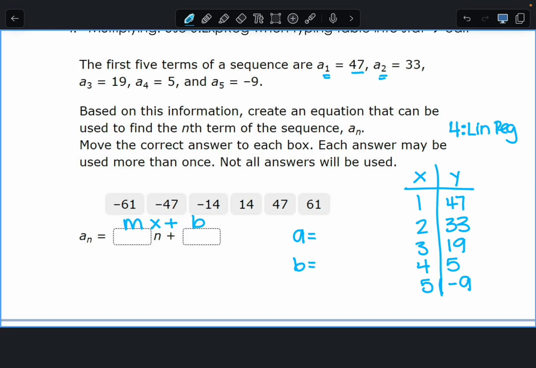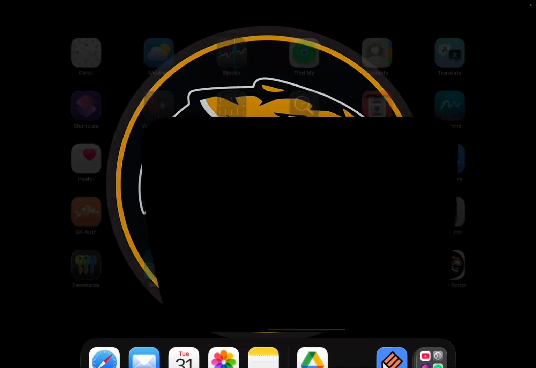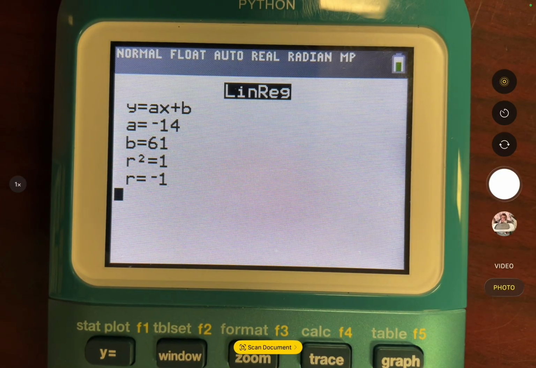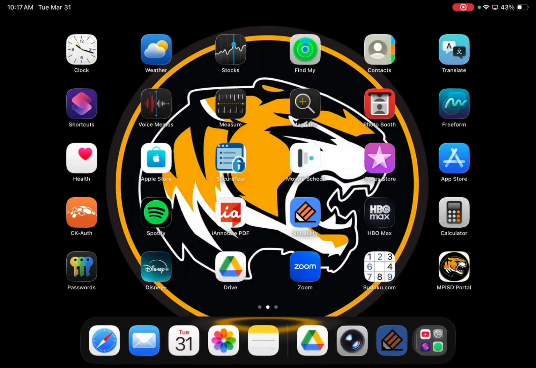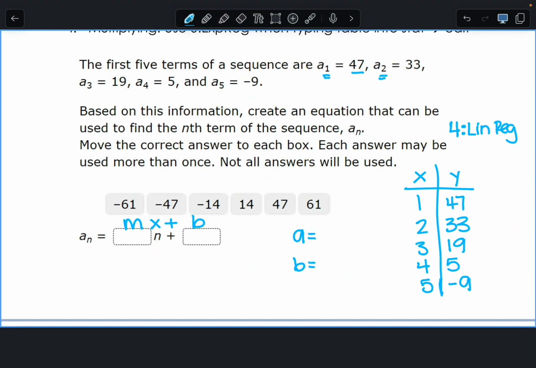What do you get for A? And for B? 61. So that means the first box is going to be negative 14. The second box, 61.